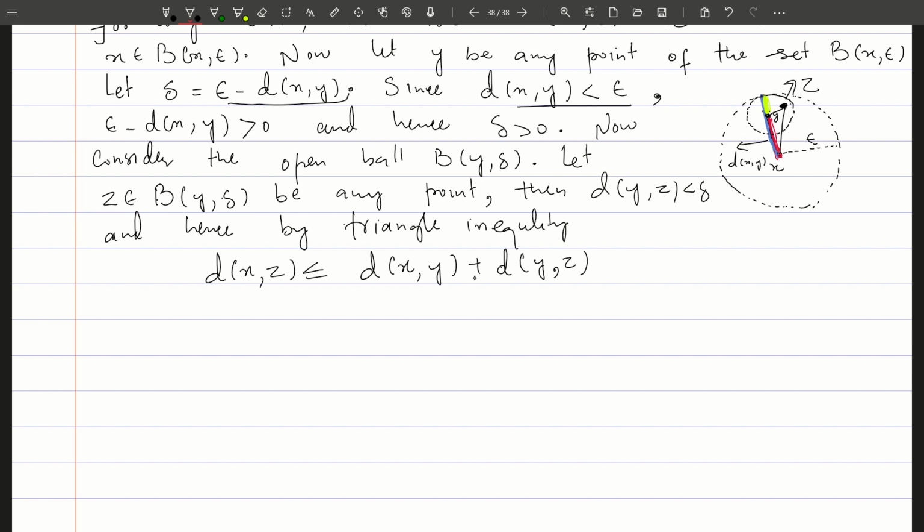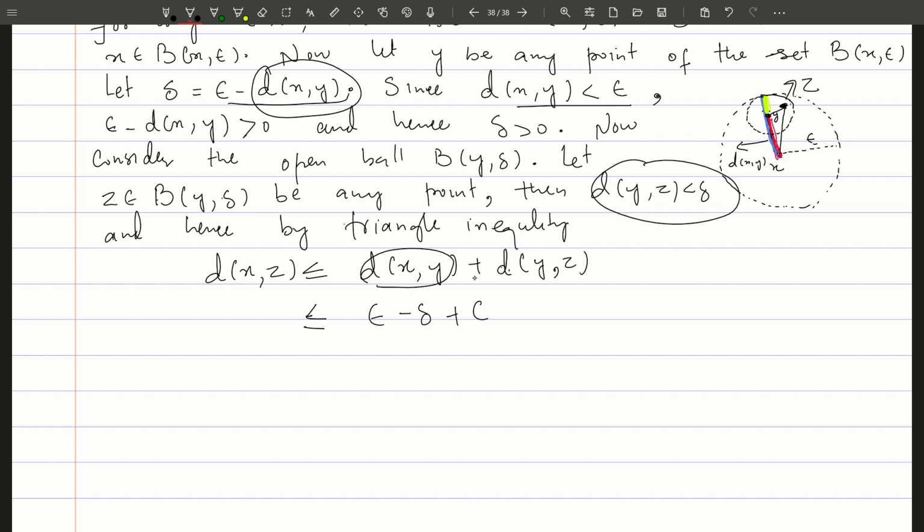Now the distance between x and y is epsilon minus delta, so the sum is less than or equal to this number, which can be obtained from here. So this is epsilon minus delta, and the distance between y and z is strictly less than delta.